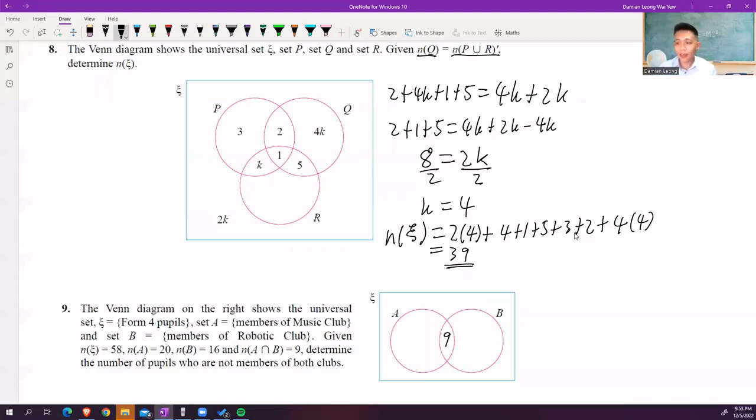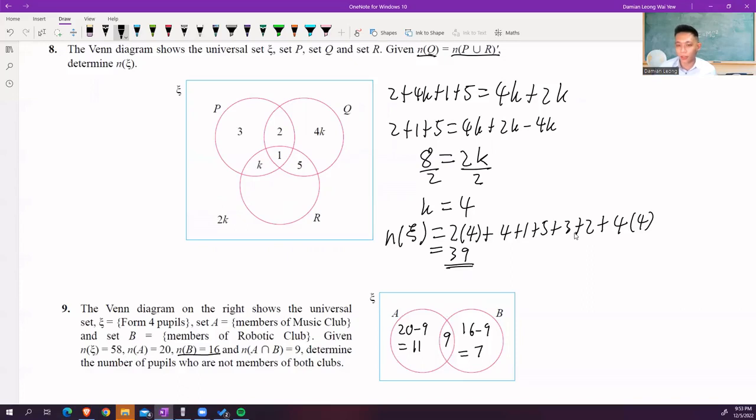Okay. n(A) means the whole set A has 20. So if the whole thing here has 20, it means here plus here is 20. In other words, here will be 20 minus 9, 11. The whole set B is 16. So here will be 16 minus 9, 7.